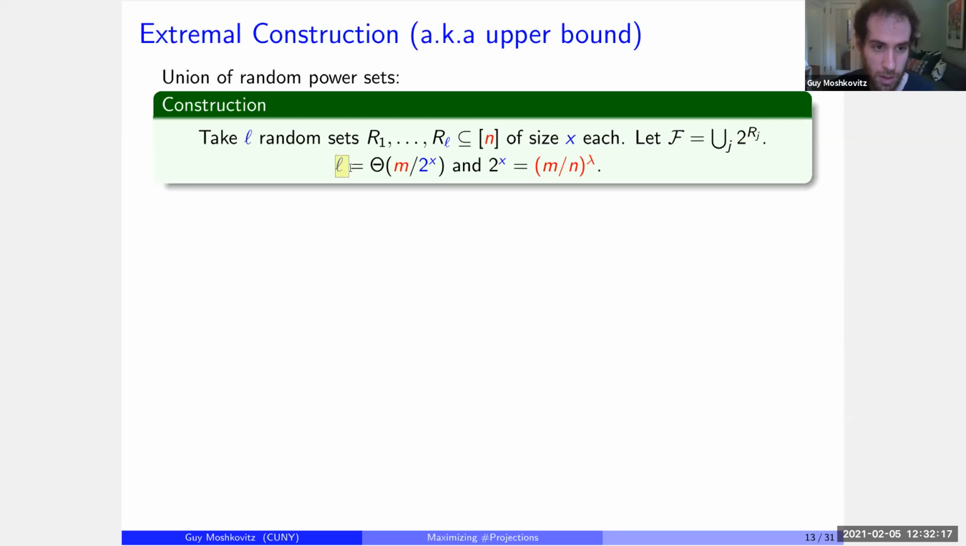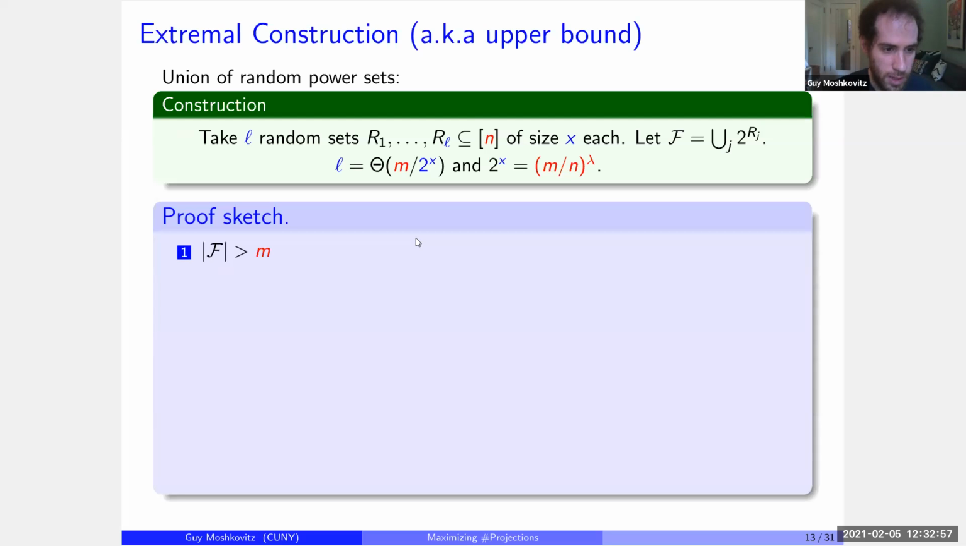What's also important is the choice of parameters. It's actually crucial. So L, the number of sets, will need to be m over 2 to the x. We will see why in a second. And even more importantly, the size of each power set, 2 to the x, would have to be m over n to that magical constant that depends on your alpha. If you make precisely that choice of parameters, and you take this simple random construction, then you're done. You will get with high probability a bad family, a family which doesn't have many projections, even for the best choice of coordinates.